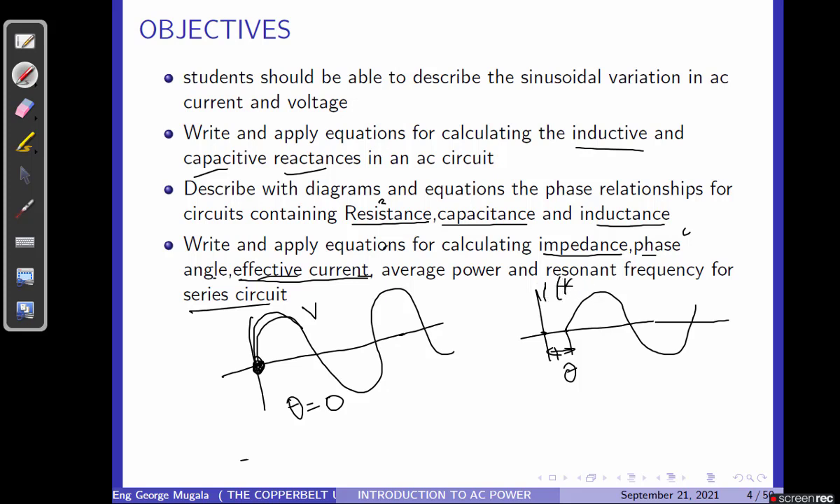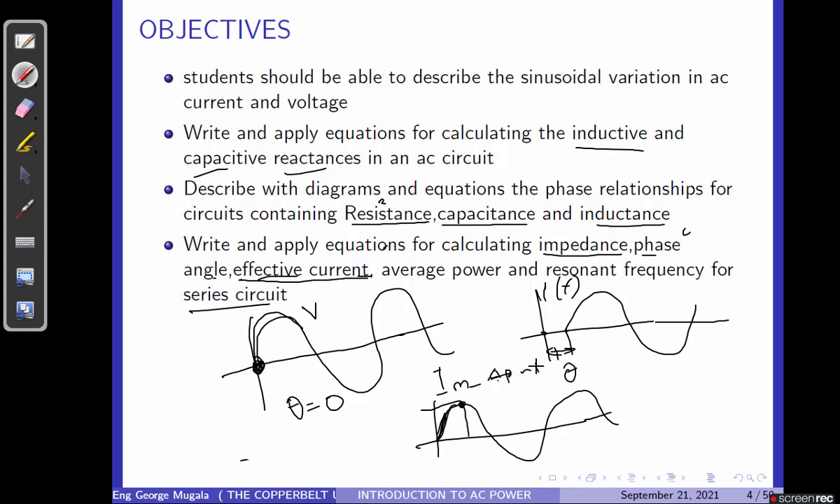For example, if this is current, when we look at the waveform for the current, there is a way we give parameters to this waveform. What parameters are we looking at? One of the most interesting parameters is the amplitude value of this current, the maximum current before it goes down. We'll talk about this. It's called the IM, or the amplitude value.